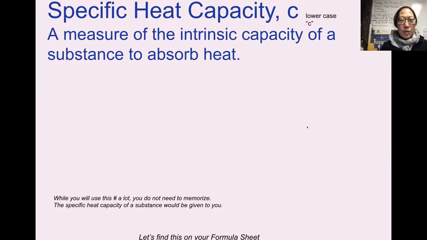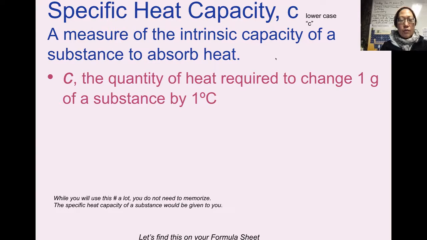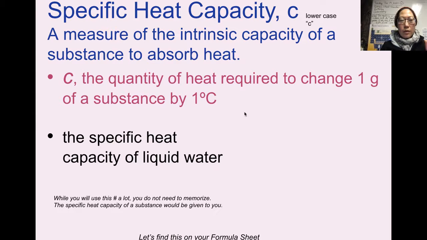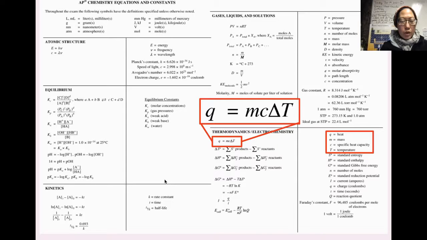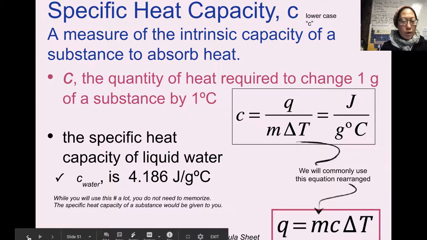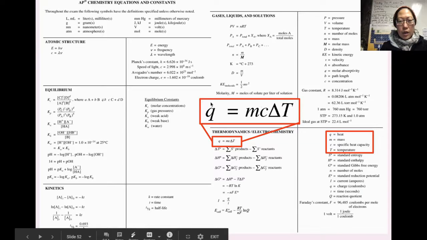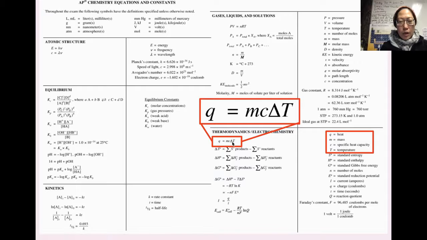Okay, so just a little bit more about the specific heat capacity, little c, lowercase c. You do not have to memorize these values. They will always be given to you. And the specific heat of water will be given to you. I'm not sure why this is 4.186. It should be 4.184. But this equation is on your formula sheet right here, under thermodynamics and electrochem. And so you have the Q equals mc delta T equation, and they give you what the variables mean on the right-hand side.